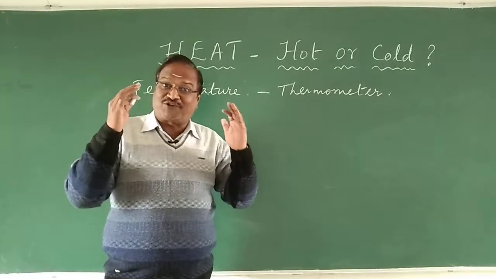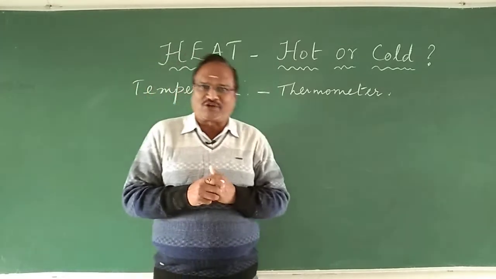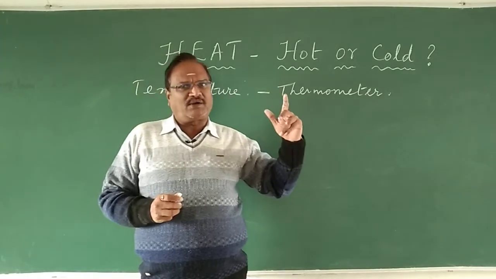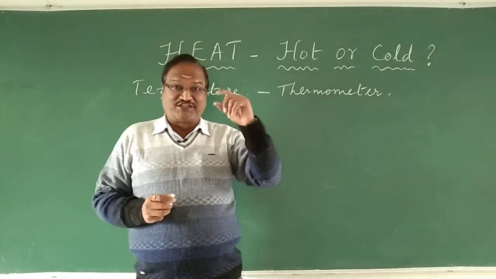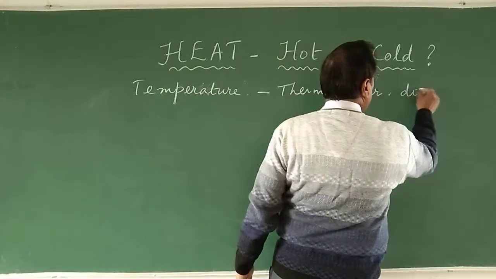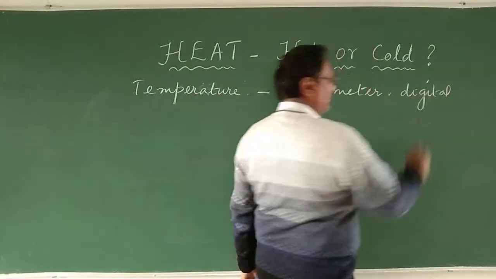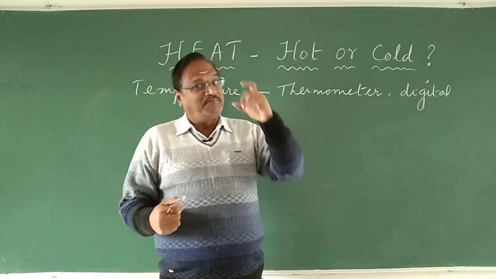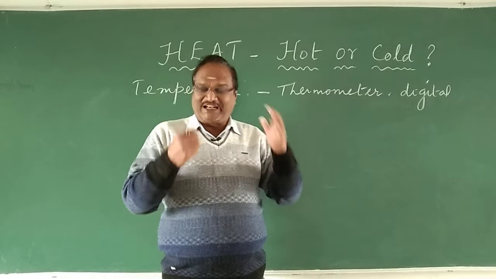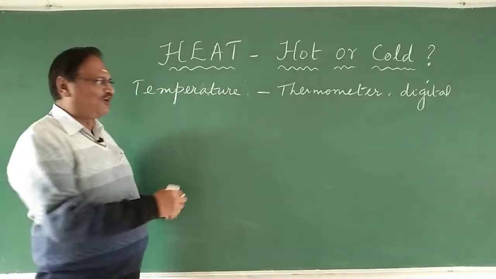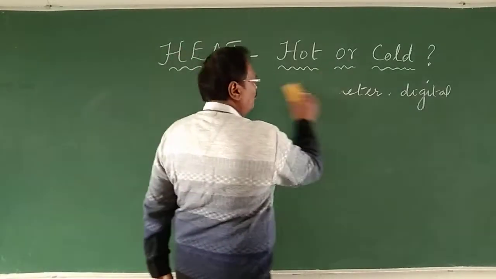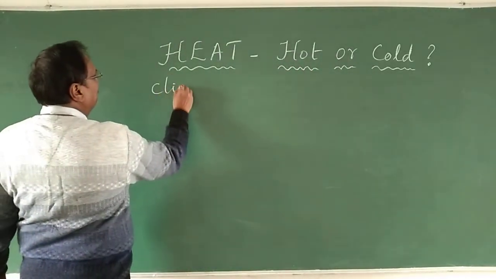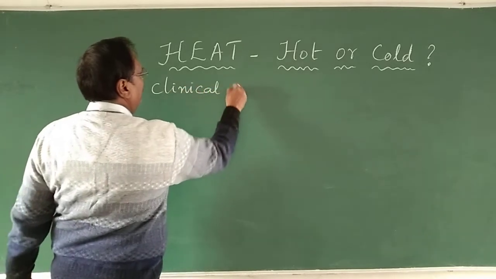We have two types of thermometer. See, when you go to the doctor, right, doctor will have a thermometer. In cities you have digital thermometer. It will show you the value directly, like you have digital balances. But still people use mercury thermometer, and that is called clinical thermometer. There are two types of thermometer which we are going to study. One is called clinical thermometer.